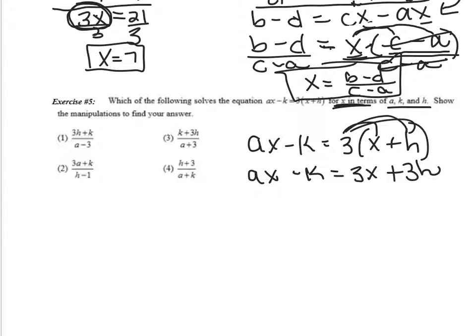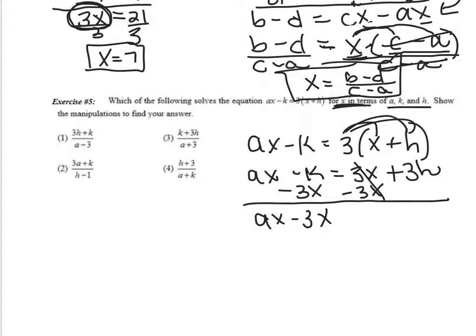Well, we got variables on both sides. Let's get the variable on one side. I'm going to do minus 3x here and minus 3x over here. So now I have ax minus 3x. I have a minus k over here equals just 3h over here.